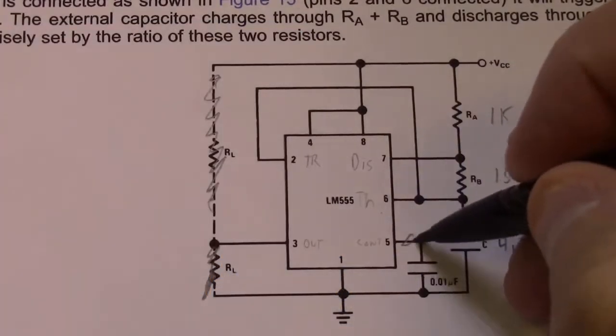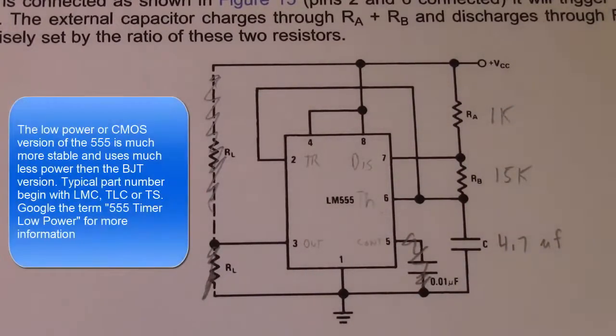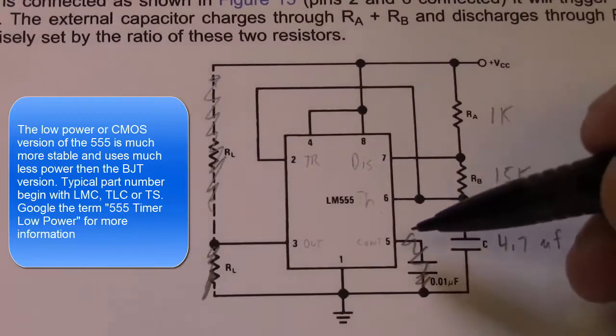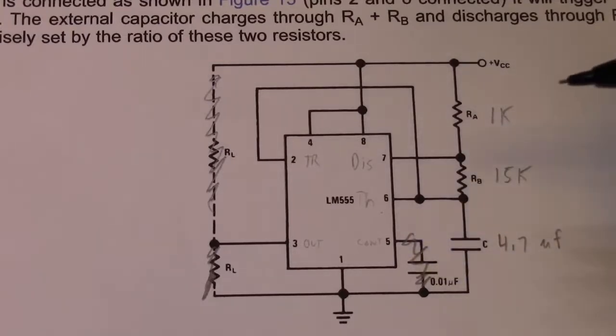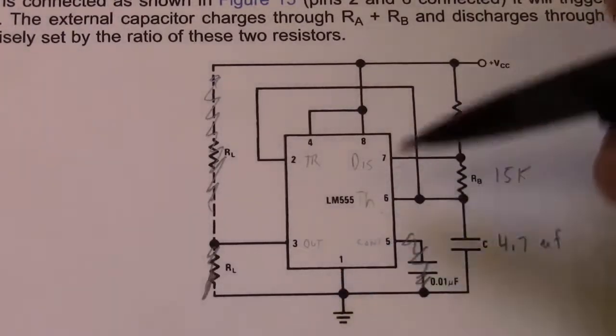This capacitor is not really necessary, particularly if you use a CMOS version of the 555 timer chip. There's a bipolar transistor version, and there's a CMOS version. And in most of my applications anyway, I've never had to use this capacitor on the control. This is just to stabilize the voltage on pin 5, but if your circuit works without it, then it's fine. Don't include it. Pin 1 is our ground.